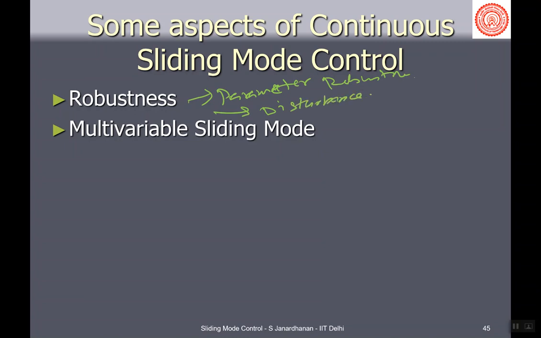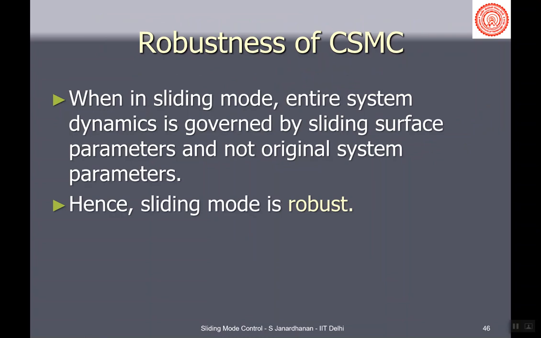How will sliding mode react to disturbances, external disturbances coming into the system? And what is the meaning of sliding mode when the dimension of u is greater than 1? The earlier example that we had taken was only a single input system. So you have seen that the parameter robustness was there.